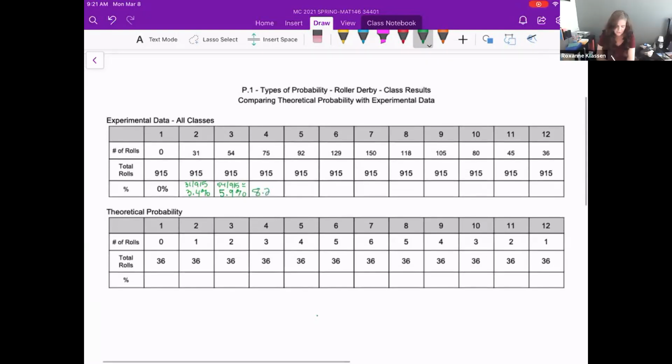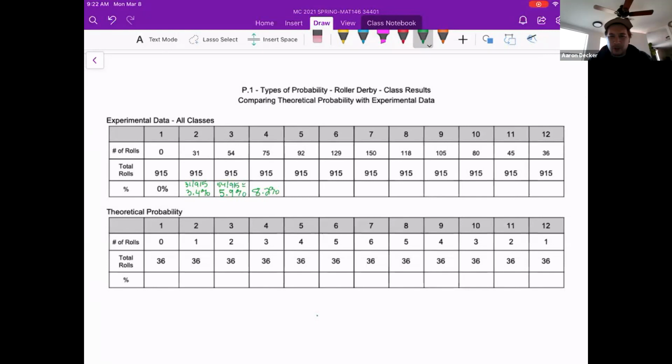Didn't that sound, as soon as you said it, you were like, wow, that sounds a little high, right? If 82% of the time we rolled a 4, we would be amazing. I would be concerned about loaded dice at that point, right? All right. How about 5? Aaron, what'd you get for 5s? 10.1%. 10.1%. Is that what everybody got?